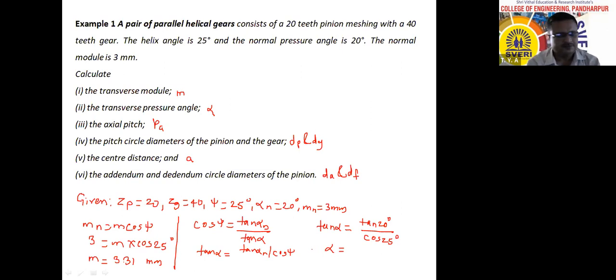Calculate value of alpha. Alpha ची value. Inverse you have to take. Tan inverse काढायचा. Tan inverse काढा. बरोबर. 21.8. Write down 21.8 degree. Now next is axial pitch.